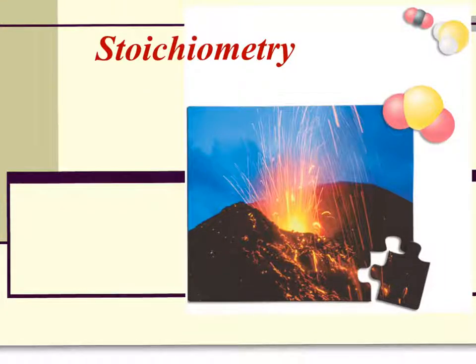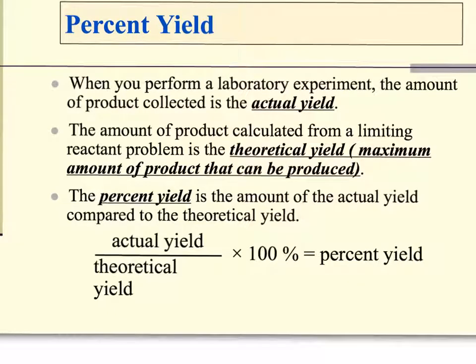This video will review percent yield problems and mass problems. When you perform a laboratory experiment, the amount of the product collected in the lab is the actual yield. Before going into the lab, the amount of product calculated from the limiting reactant will be the theoretical yield, or the maximum amount of the product that can be produced under perfect conditions.